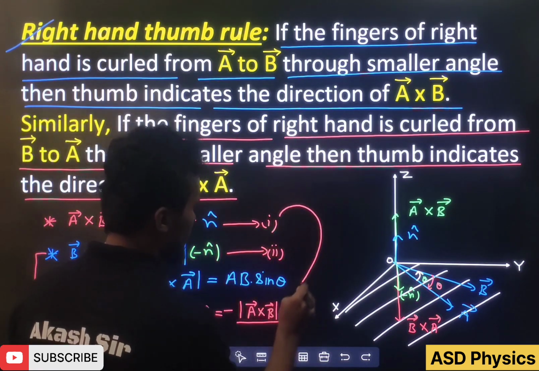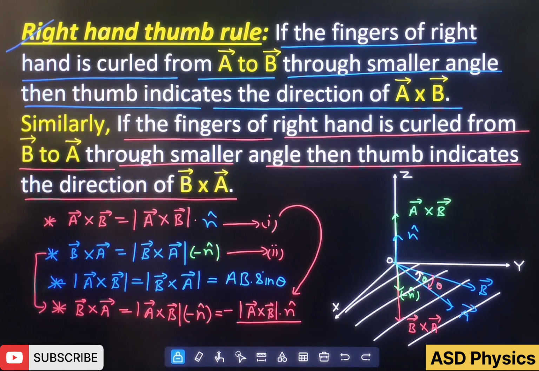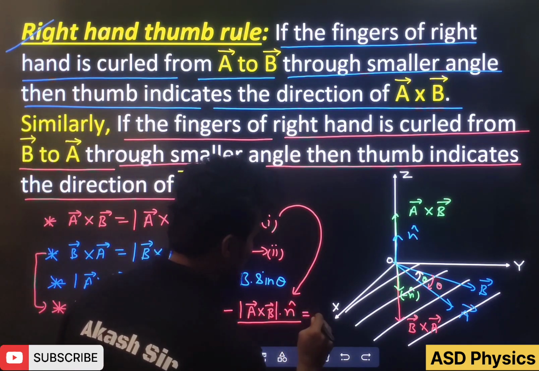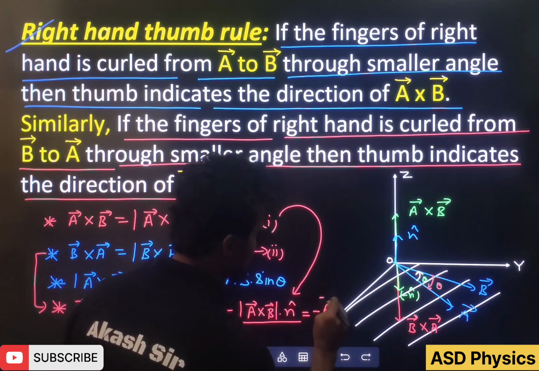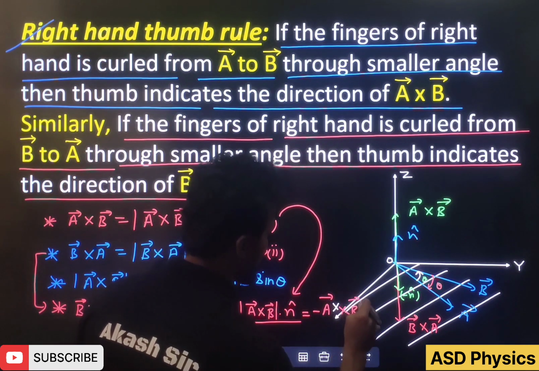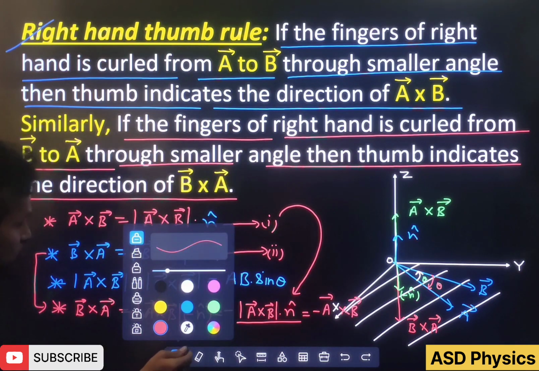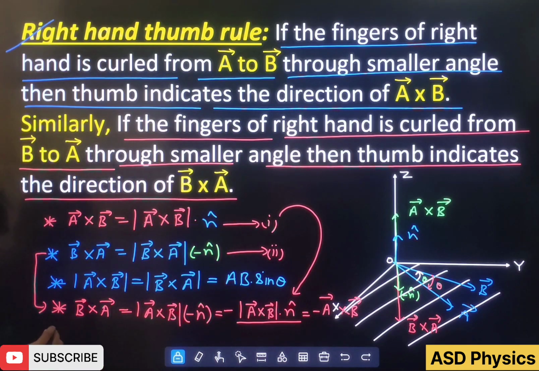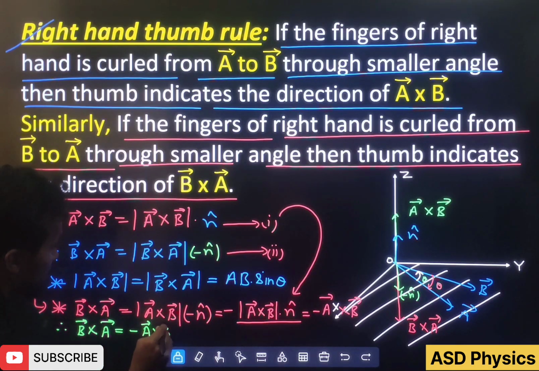By taking from here, students, what can we write here? This will become what? A cross B. What is this? A cross B. So minus is already there, and what is this? A cross B. Okay, so students, hence we can write, see, B cross A is equal to minus of A cross B. Okay, remember this.